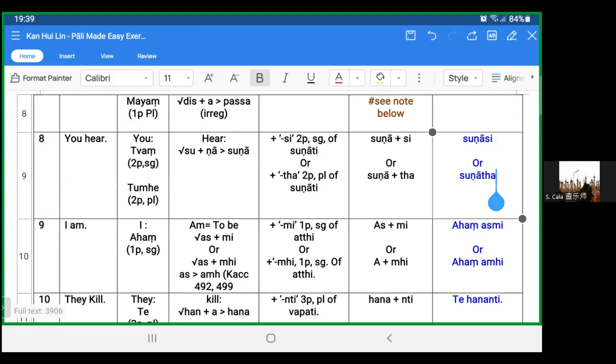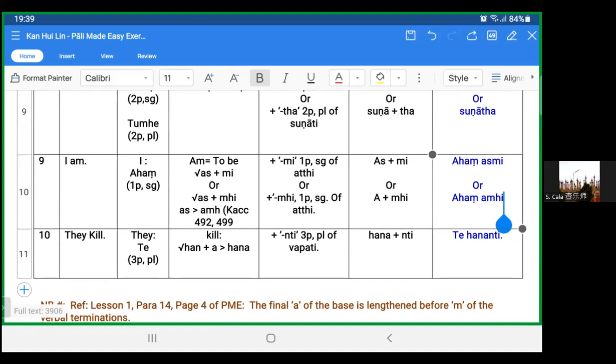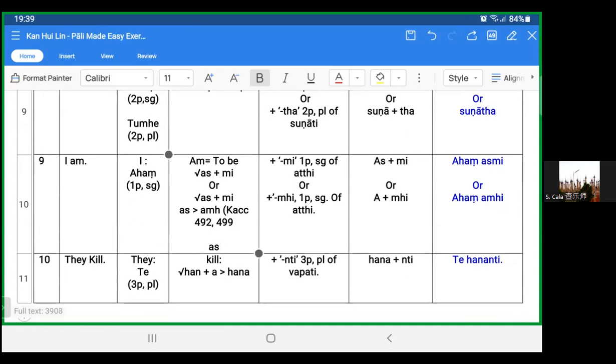So I am. All right. So in your book you can put this as me or ami. Correct. So the root is as plus mi. Okay, not mi, as plus mi. All right. How did you get this mi? Right. So very easy. The root is still as. You have the as plus the mi.